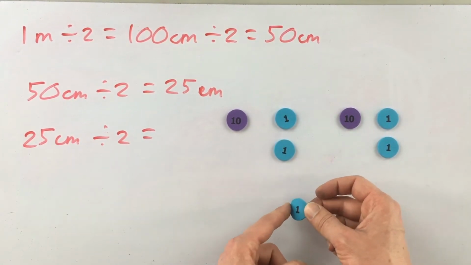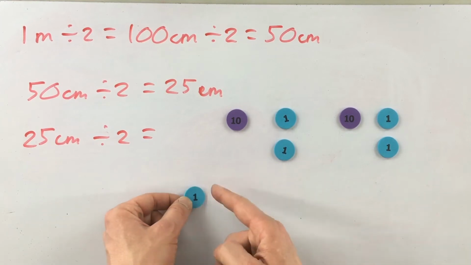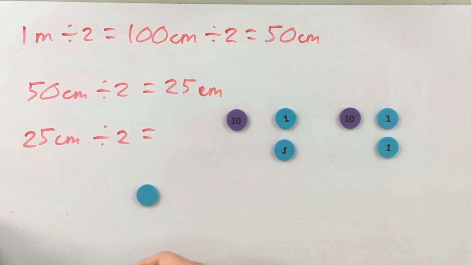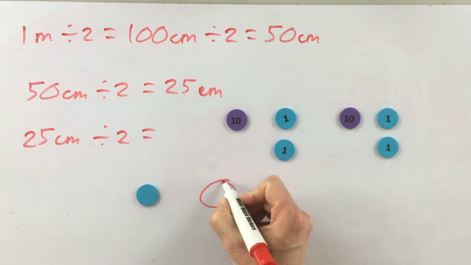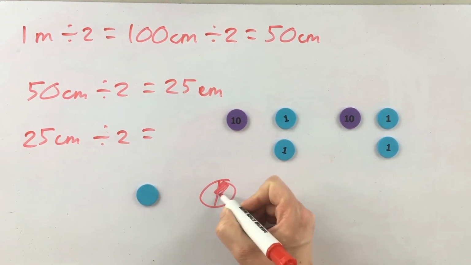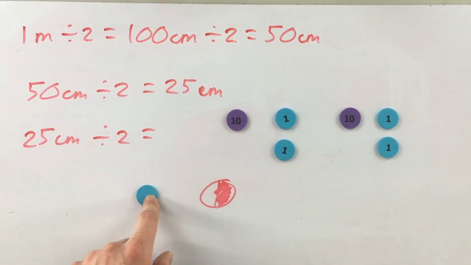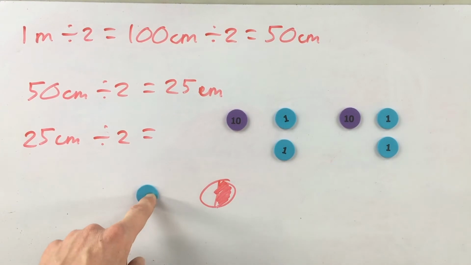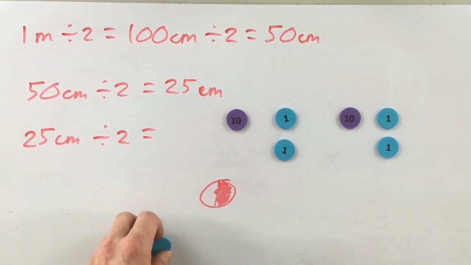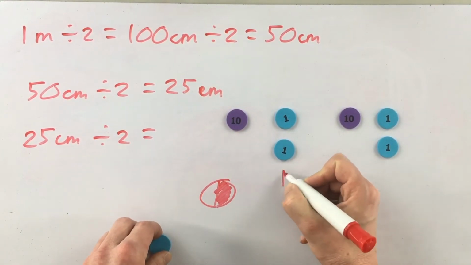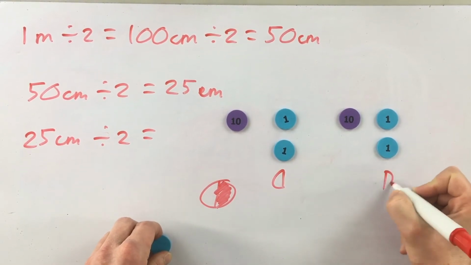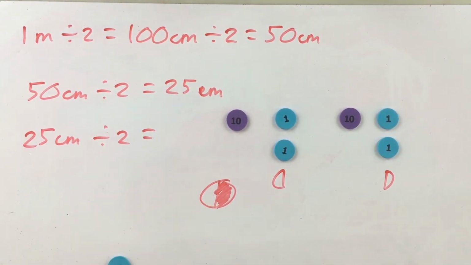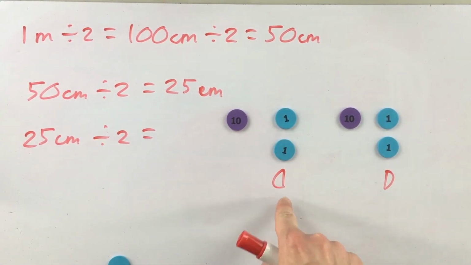So what do I do about this one? Well, I've got to split the whole one in half. And how do you split a whole one in half? Just like that. So half of a whole one is actually a half. So half would go on this side, and half would go on that side. And the answer is 12 and a half.